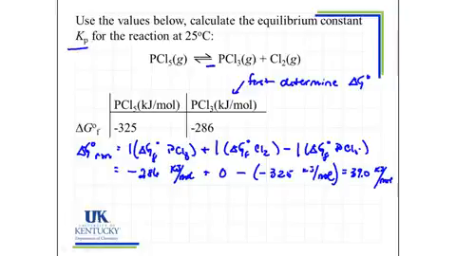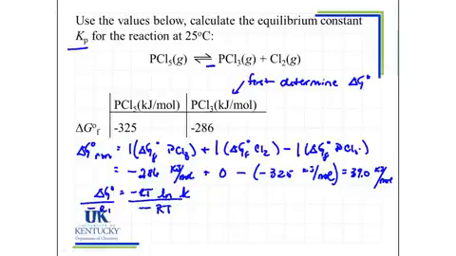Now we're ready to obtain K. We know that standard delta G equals minus RT natural log of K. Let's solve for natural log of K first. Let's divide both sides by negative RT. So negative delta G over RT is equal to the natural log of K. Let's make it look like a natural log. Okay, so now let's plug our numbers in.